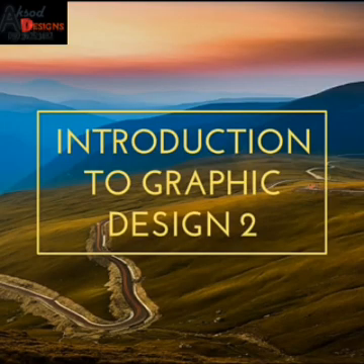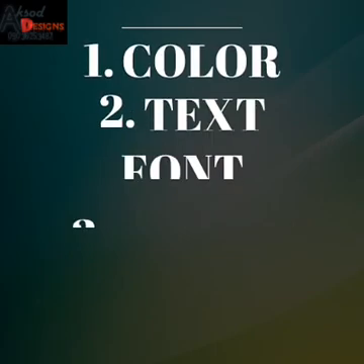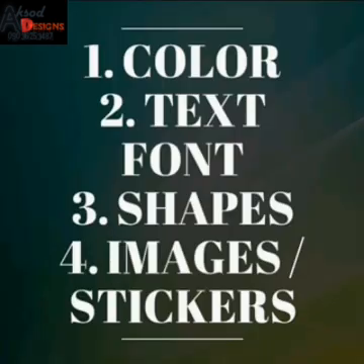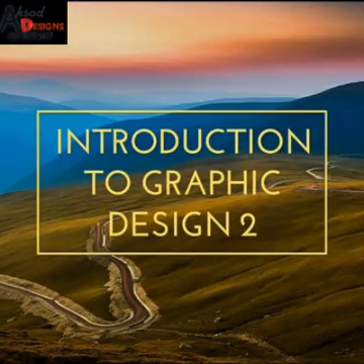Now, let's go to the next one, which is the elements which make up a design. Among the elements are the first one, the color, the second, the text fonts, the third, the shapes, and the fourth, the images and the stickers being used. Those are the things you will need in designing. So you need your color, the shapes, the text font, the images, the stickers and other things if needed. Then let's take the first one, which is the color. Let's take a look at what color comprises, what's embedded inside color.